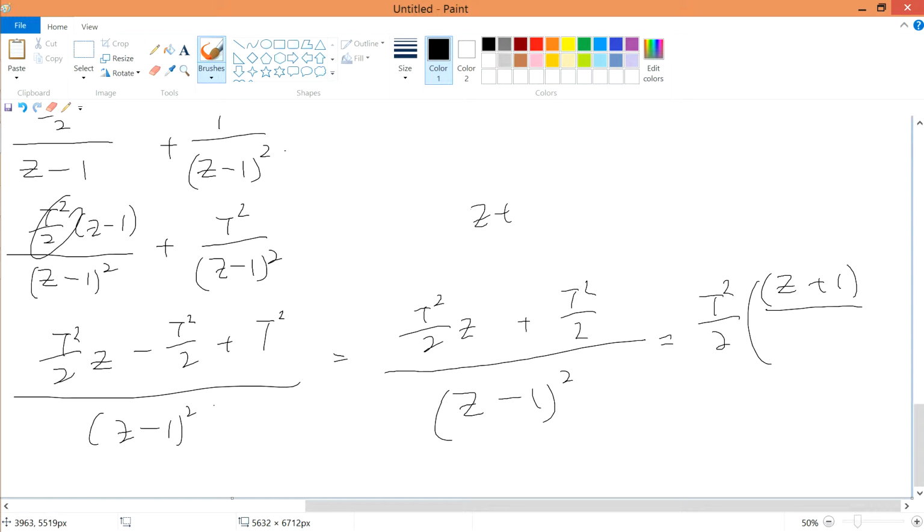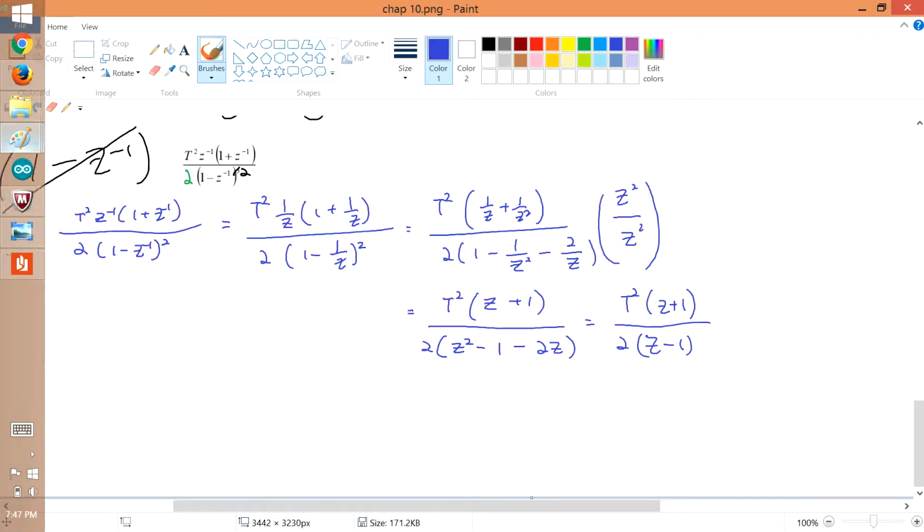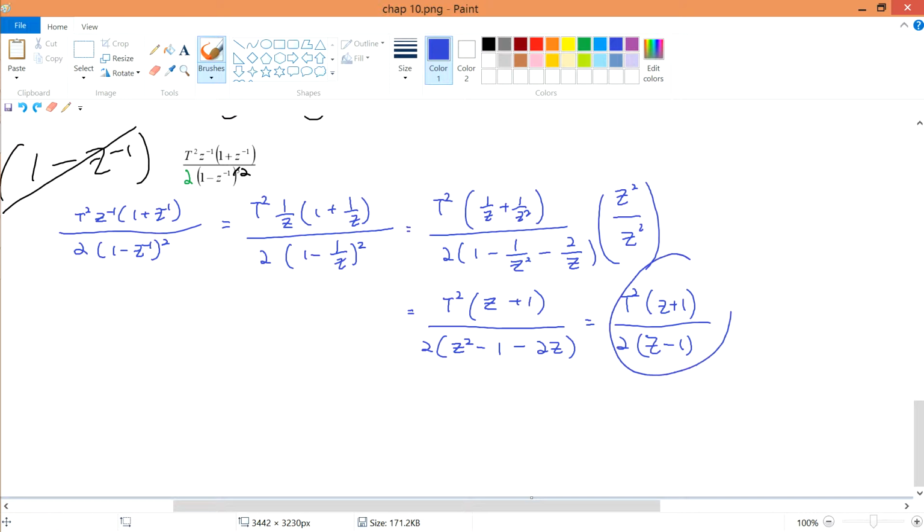I'll have z plus 1, and then divided by z minus 1 squared. And this is the answer. That is the same as what we have done in the previous section in video 2.